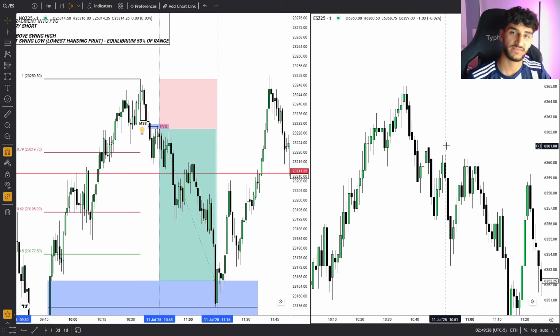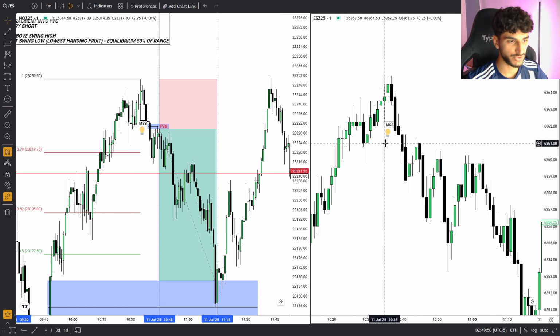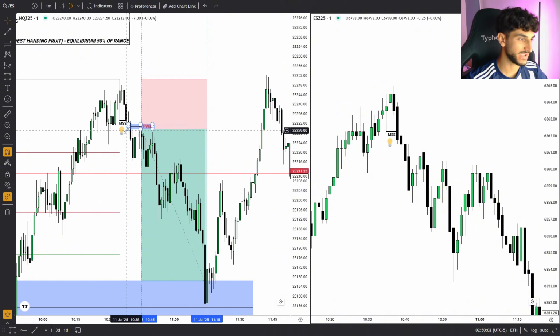You want to see both assets doing pretty much the exact same thing in order to have a high probability trade. So as you can see right here, we do get that swing low at 1035, the same swing low that we did get at NQ. And we also do get that market structure shift and displacement to the downside, again, the exact same one that we did get on NQ at 1038. So that to me is a correlating asset, and that is pretty much a high probability trade.